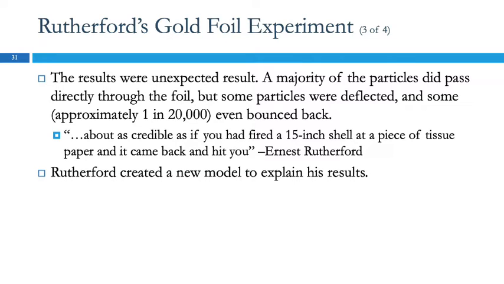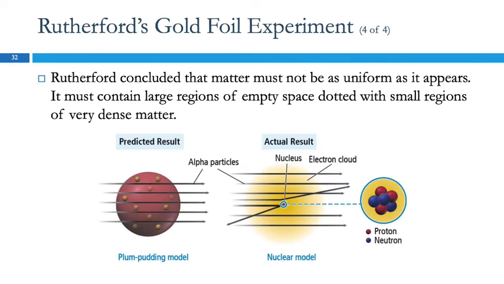About 1 in 20,000 bounced back, and Rutherford said that was about as believable as if you'd fired a 15-inch shell at a piece of tissue paper and it came back and hit you. So, you're firing a gun where the bullet is 15 inches. This is big, right? At a piece of tissue paper. And it bounces back? What? This was so surprising. So this led to a new model, because this showed that the plum pudding model was just not correct.